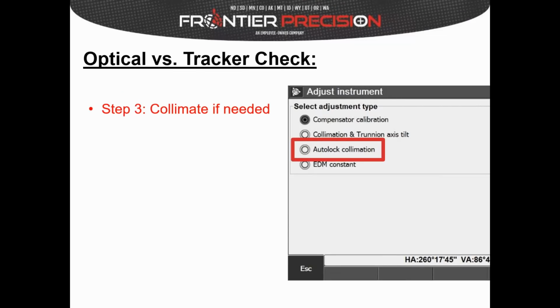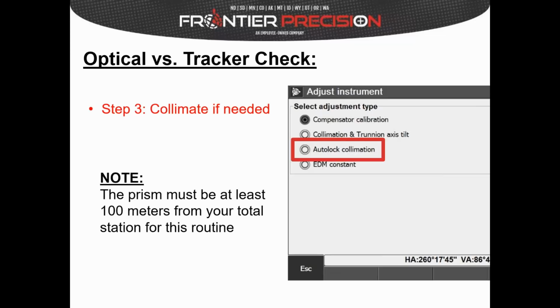I was going to make another point. When we do this collimation, the third one on the bottom, called the auto lock collimation, similar to the last one we did, the prism has to be at least 100 meters out from the total station. So make sure it's out far enough. The other thing to keep in mind when you're doing these two is you want it to be fairly level with your instrument. You don't want to be shooting way uphill or way downhill. So 100 meters out, fairly flat in terms of elevation change.